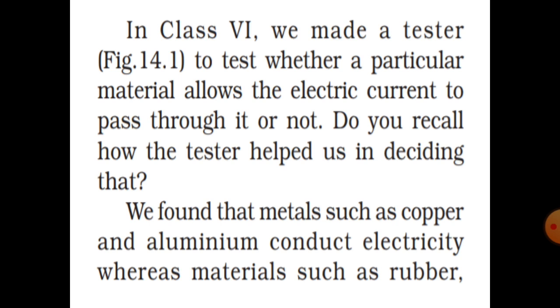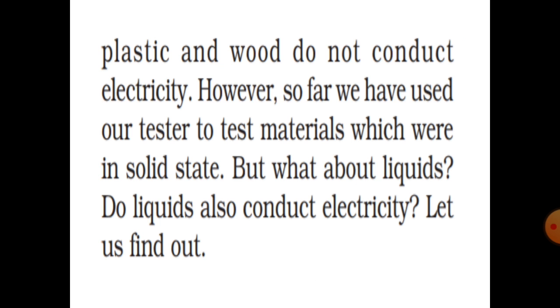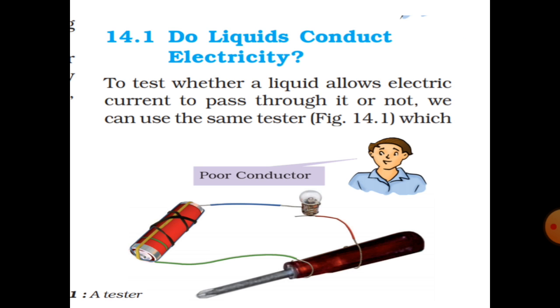Do you recall how the tester helped us in deciding that? We found that metals such as copper and aluminum conduct electricity, whereas materials such as rubber, plastic and wood do not conduct electricity. However, so far we have used our tester to test materials which were in solid state. But what about liquids? Do liquids also conduct electricity? Let's find out.